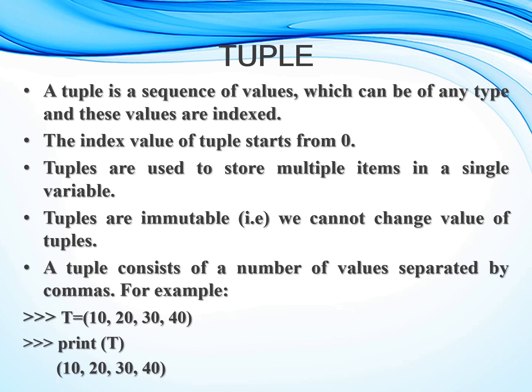And as we can see, tuples are immutable. That is, we cannot change the values of the tuple once it is declared. And these values are separated by comma. Let us see an example. The values are separated by comma, and these values are inside normal parenthesis brackets. And when we print the value that is available in the tuple, the collection of values will be printed.